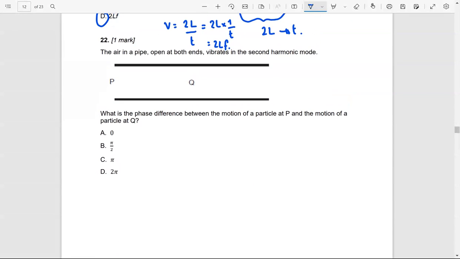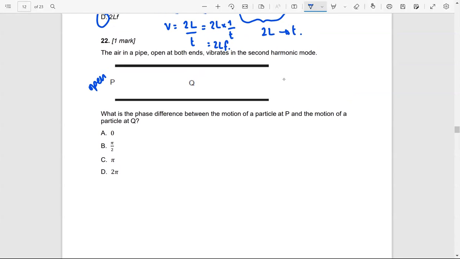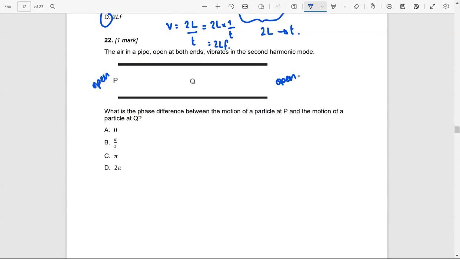Question 22 is about a standing wave, and this time it's in the second harmonic and it's open at both ends. So we're going to get antinodes at both ends of the pipe. What is the phase difference between the motion of a particle at P and Q? We need to know: are they within the same node section of the pipe? If they are, then the phase difference is 0. If they're not, then the phase difference is pi.